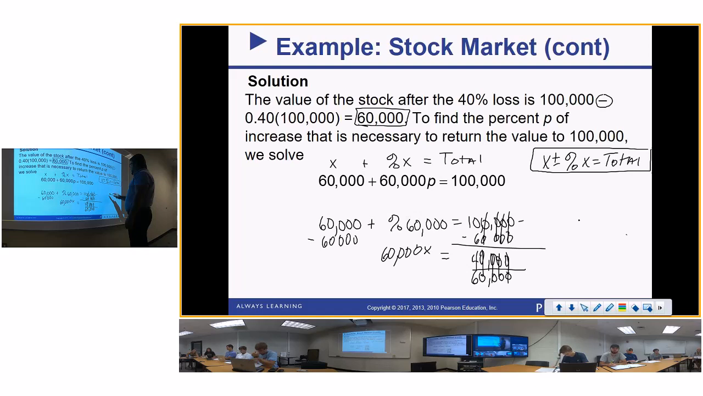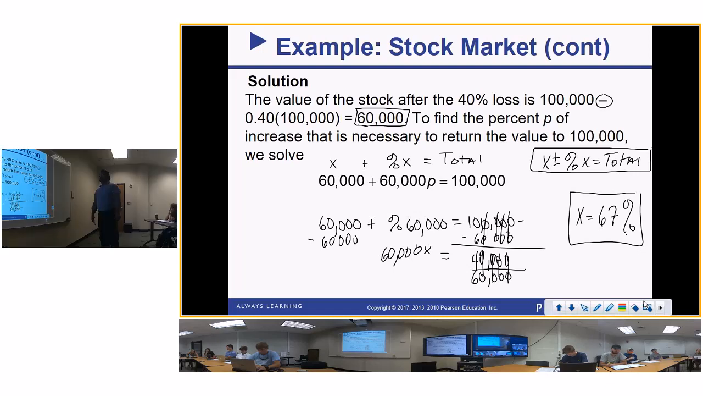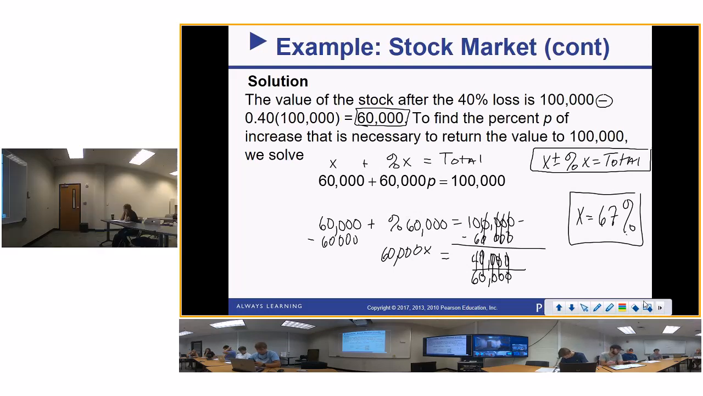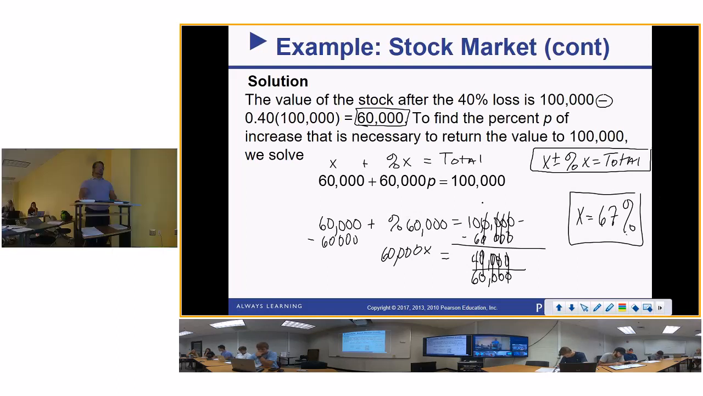So x is equal to 67%. Or x is equal to, or the percentage is 67%. Is what you should get. Or what you're going to strive for to get back to where you started. Okay? Another good question, just a Walmart equation, so you might want to write that down, the Walmart equation.